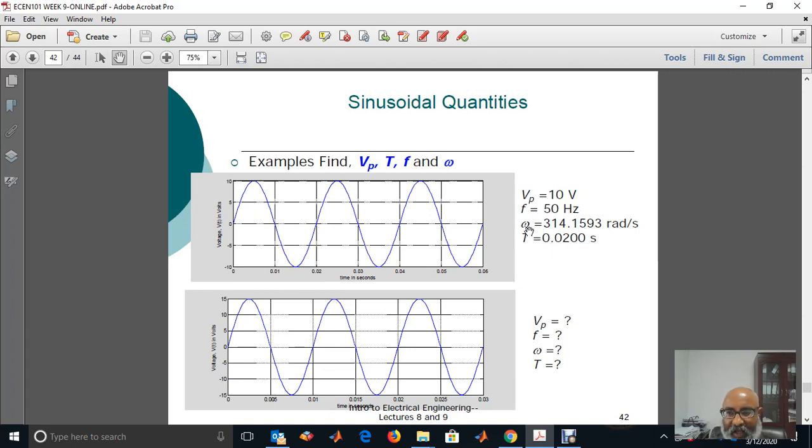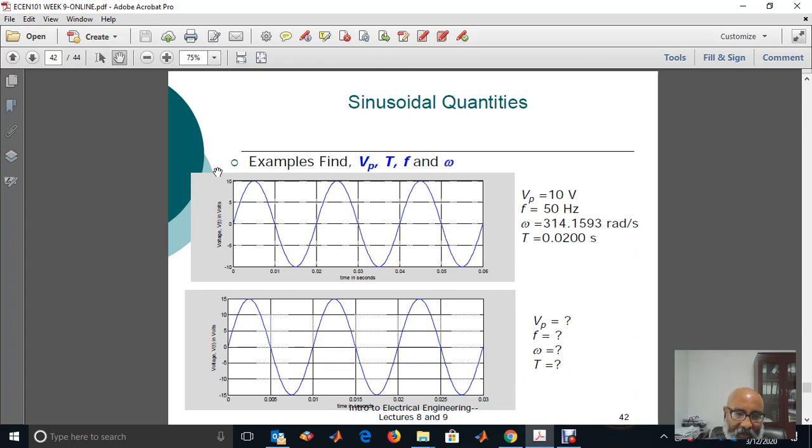And omega, the frequency in radians per second, is 2 pi f, which is equal to 314.1593 radians per second. This is practice for you. You can practice with this problem: find the peak voltage, the frequency in radians, the frequency in hertz, and the fundamental period from the diagram.